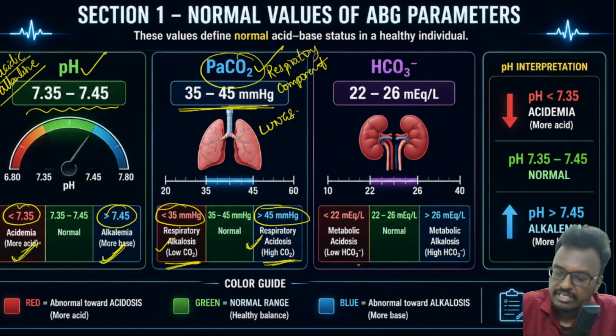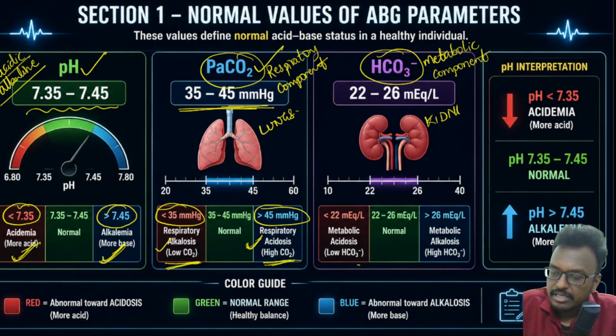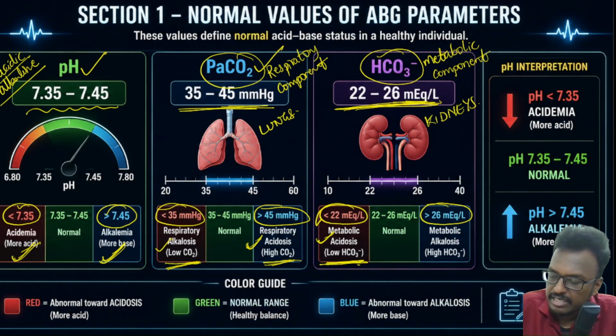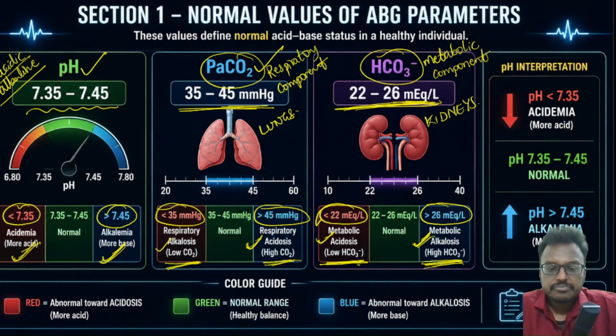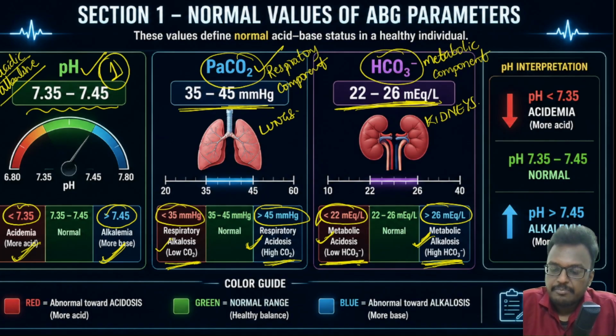And finally, the third one is the bicarbonate. The bicarbonate is the metabolic component and it is controlled by the kidneys. The normal range is 22 to 26 milliequivalents per liter. If it is less than 22 mEq/L, it is called metabolic acidosis because there are low bicarbonate levels. And if it is more than 26 mEq/L, it is called metabolic alkalosis, with high amounts of bicarbonate. So before interpreting any ABG report, the first thing you have to check is the pH value.